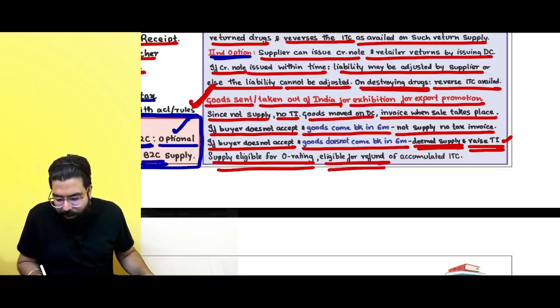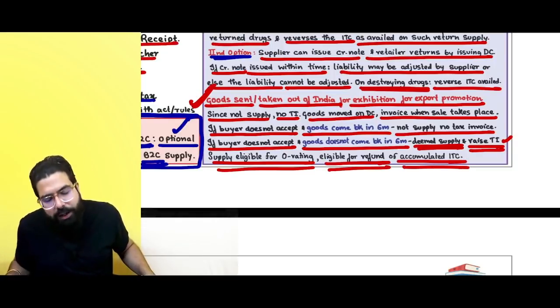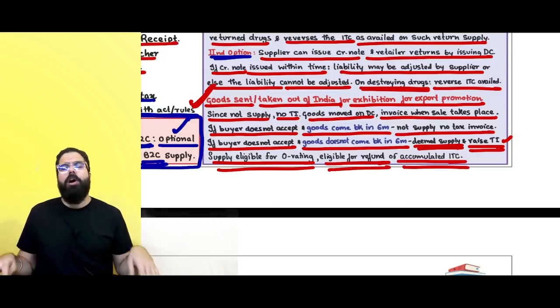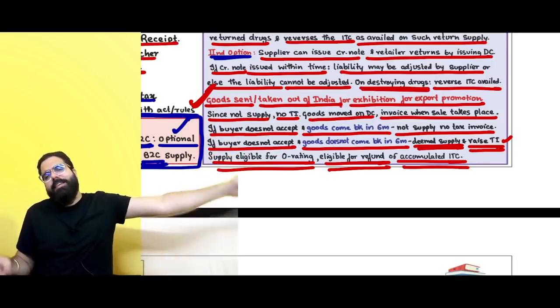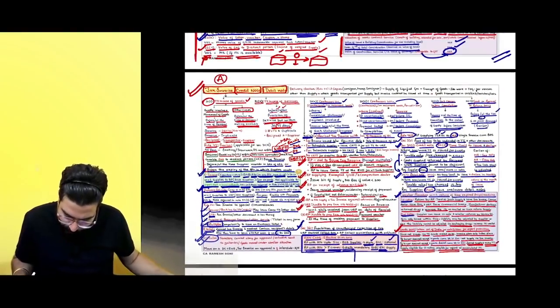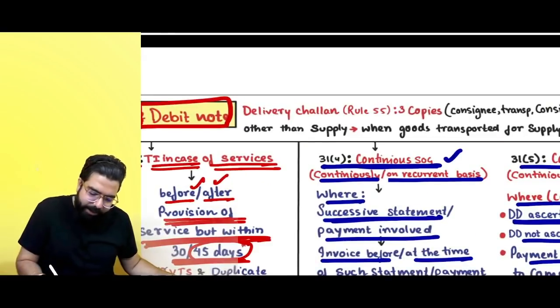You are eligible to claim a refund of your accumulated ITC also, because if the supply takes place, it's a zero rated supply and your ITC refund will be given to you. Done, sir. Point is clear. Here there is a small point.